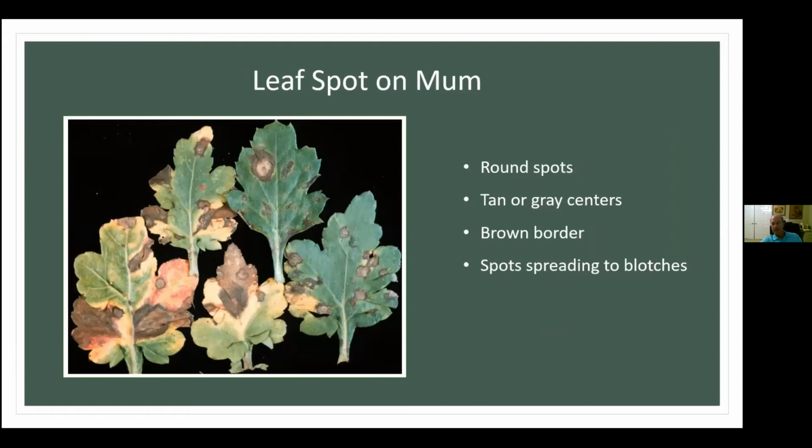Leaf spot symptoms vary with each host. Septoria fungus on the mum leaf starts with a small round spot that can spread into large brown blotches with tan or gray centers. This fungus can also affect dogwood, phlox, rudbeckia, and other ornamentals.